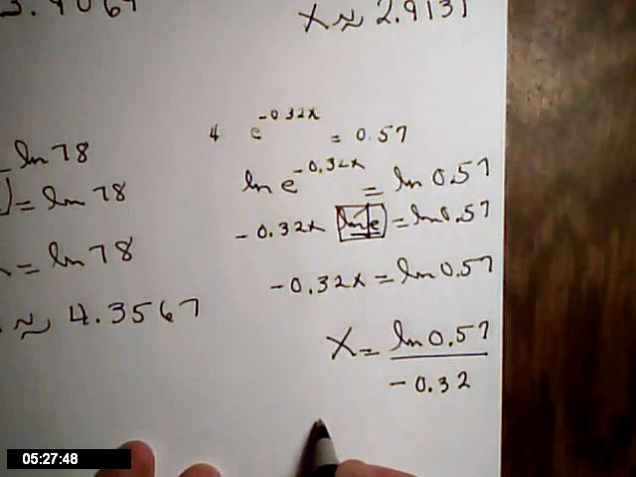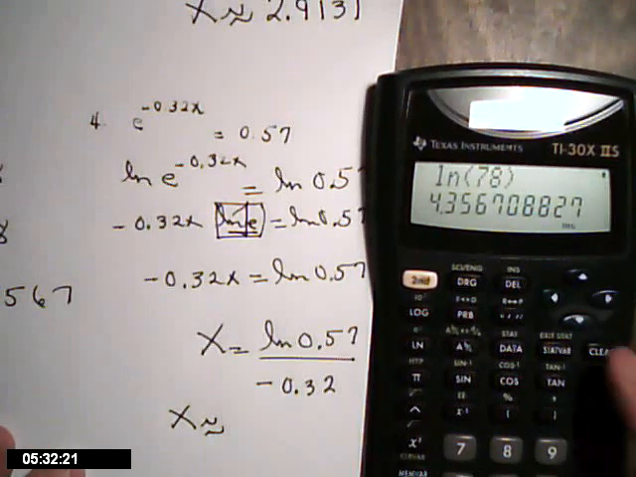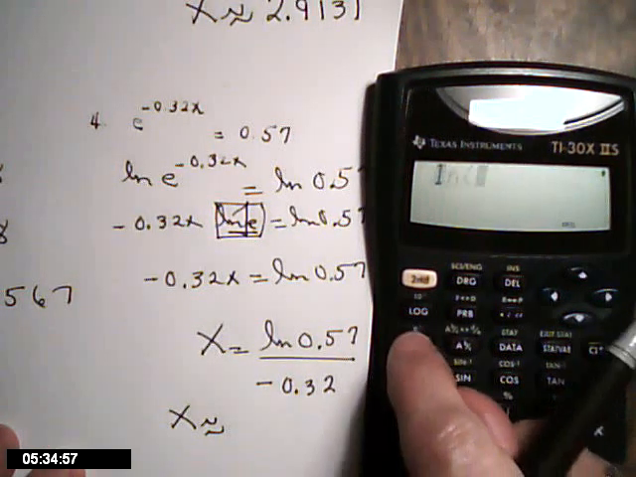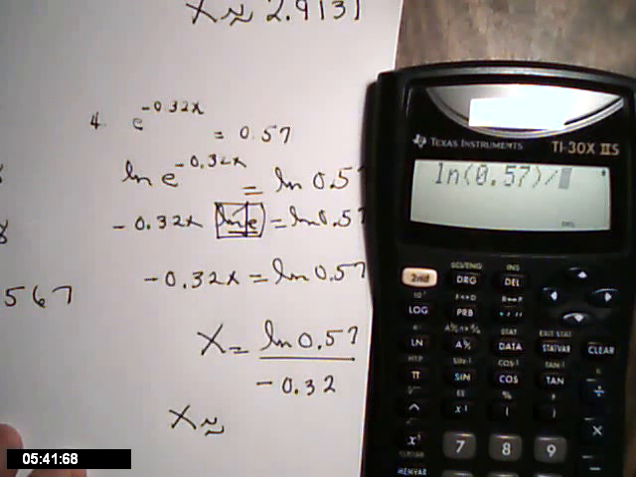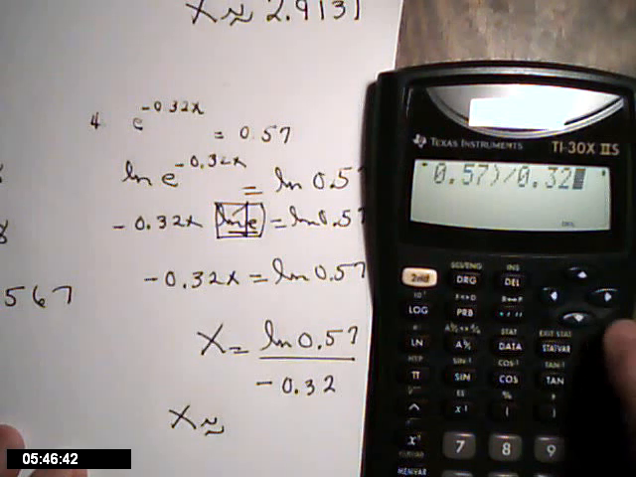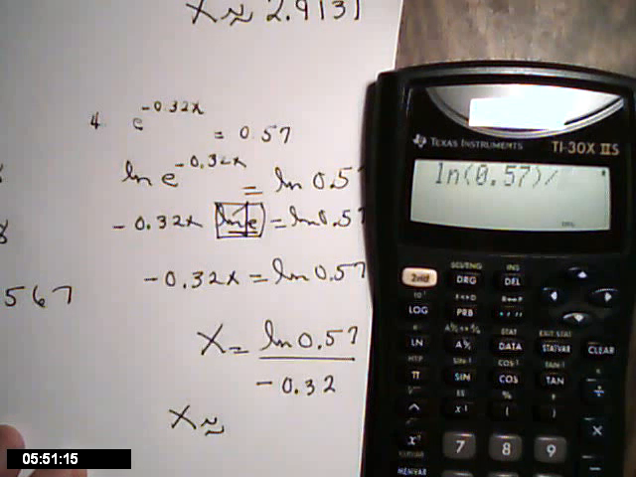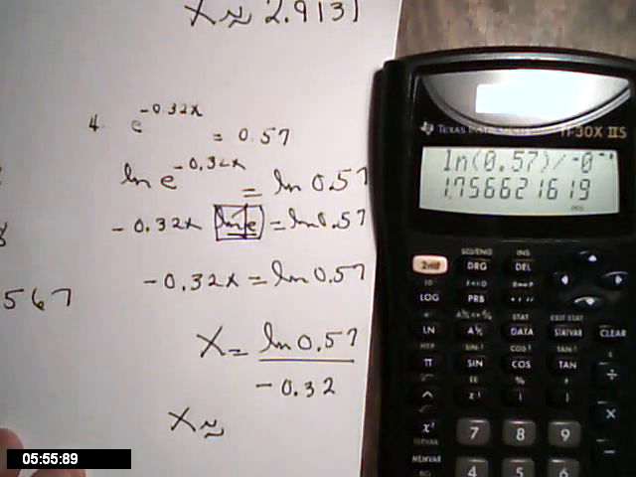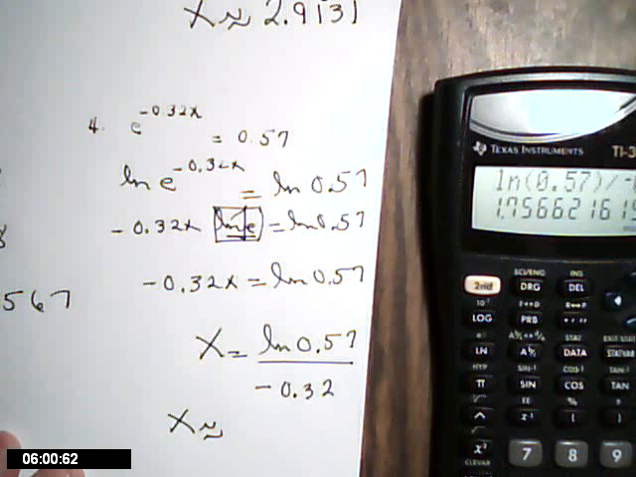Alright, now let's see if we can do this on our calculator and let you see what we're doing. I'm going to clear this. I'm starting with natural log 0.57 and I'm closing my parentheses, divided by a negative 0.32 equals, and I have 1.7566 on my calculator.